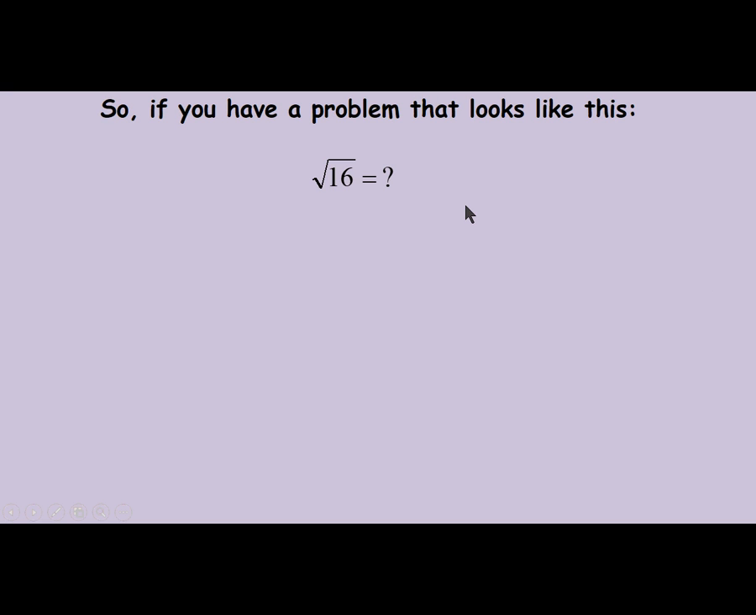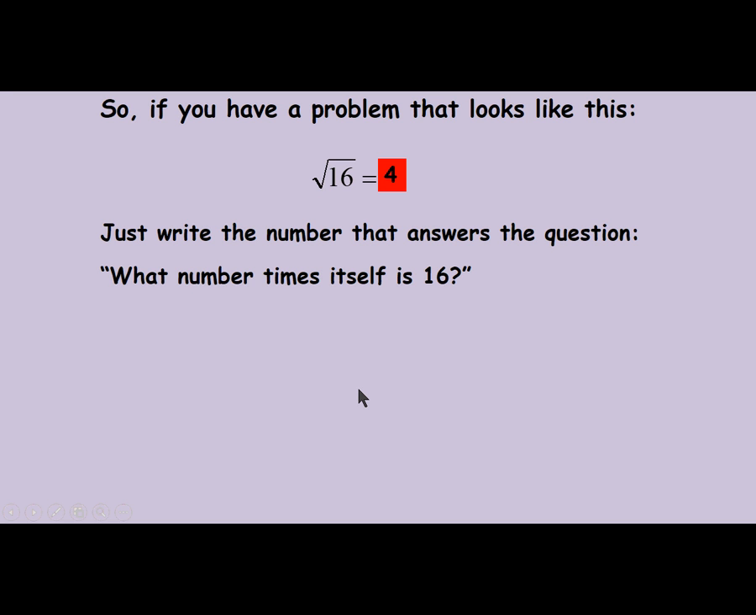All right, so what do we do if we have a problem that looks like this? What's the square root of 16? Well, if it's just asking you what number times itself is 16, if it's one you know, you can just write the answer. What number times itself is 16? Well, that's going to be 4. So if it turns out to be a square root of a perfect square, you can just write the answer.